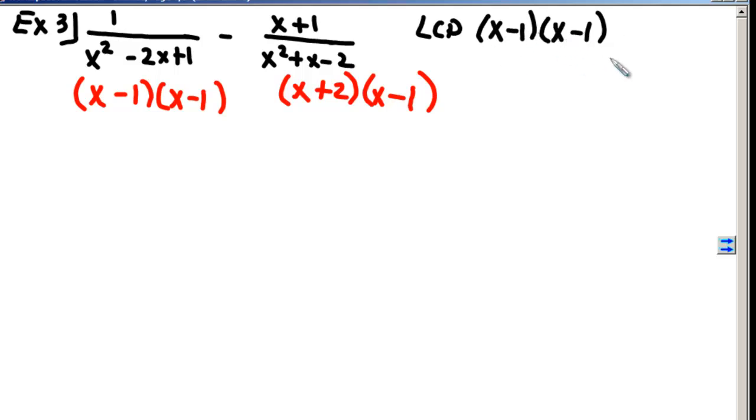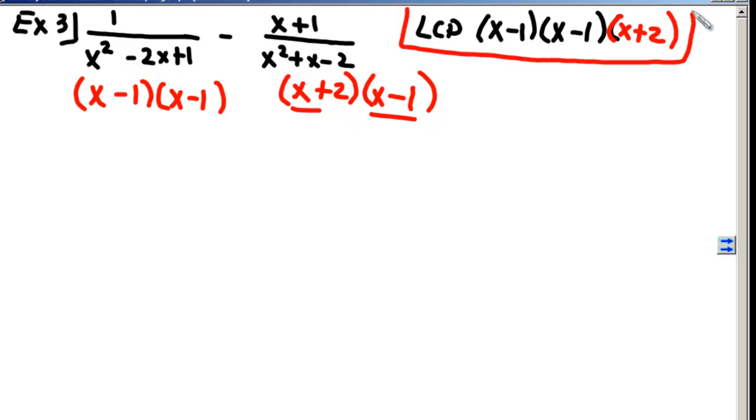Write down the first expression and look at the second expression, starting with x plus 2. Is that in this expression? No, so I need to write it down. Go to the next term, x minus 1. Is it in this expression? Yes, so I don't write it down. My LCD is x minus 1 times x minus 1 times x plus 2.